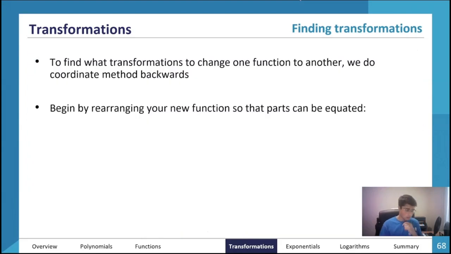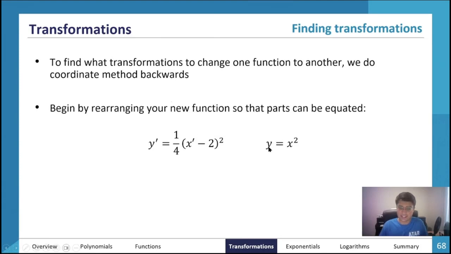Okay, next thing with transformations is you can also do the coordinate method backwards, and that tells you what transformations change one particular function to another function. So we'll do it with an example here. Let's say that we're looking at what transformations take the graph of y equals 1 over 4 (x minus 2) squared. Sorry, the other way around.